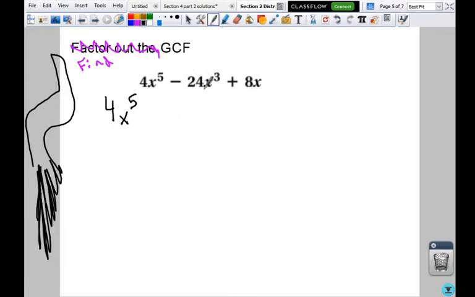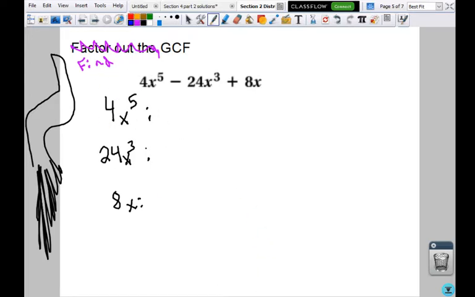Okay. Even though this is negative 24x to the 3rd, the negative doesn't matter. So I'm just going to go 24x to the 3rd. And then I have 8x, so I'm going to go 8x here. I am going to go through and split up my list.